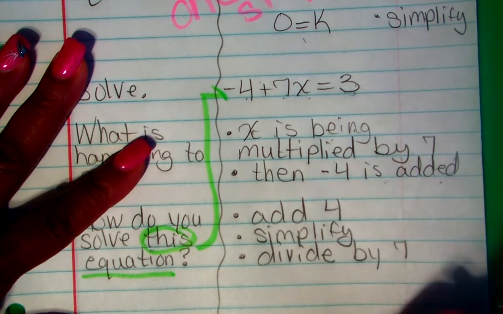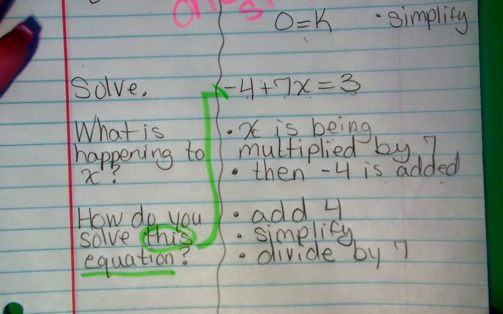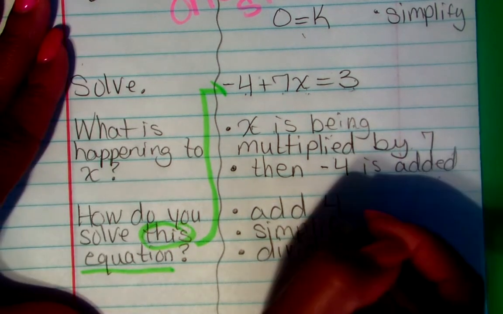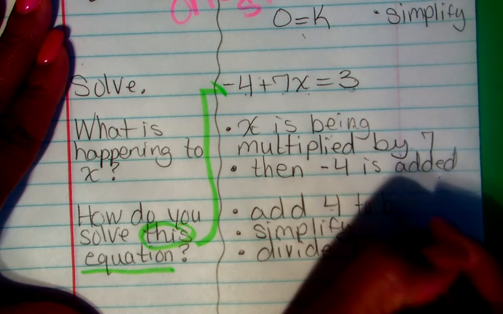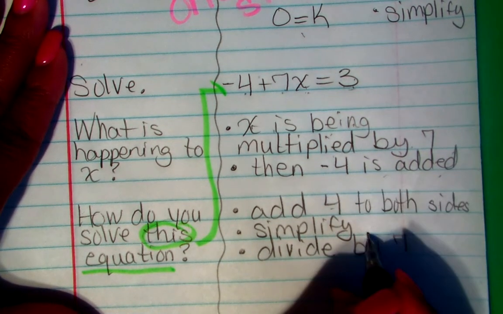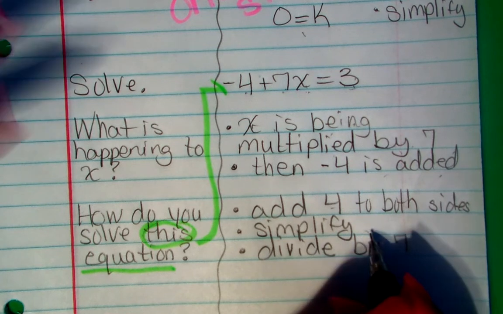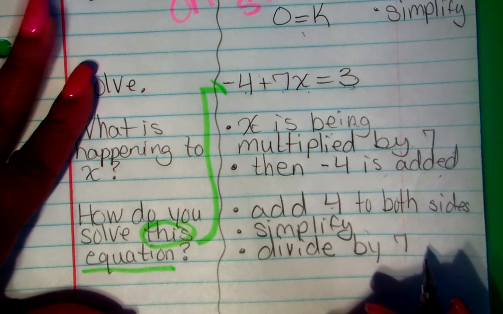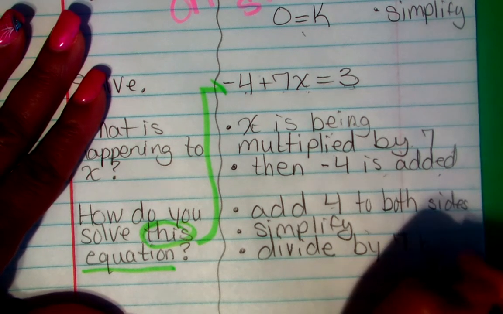Okay. Add 4. Add 4 where? That's what you should be asking yourself. Where am I going to add 4? You're going to add 4 to both sides of the equation. Simplify: do what you're adding, you're subtracting, what have you. Then after you do that, you're going to divide what? By 7. Both sides.